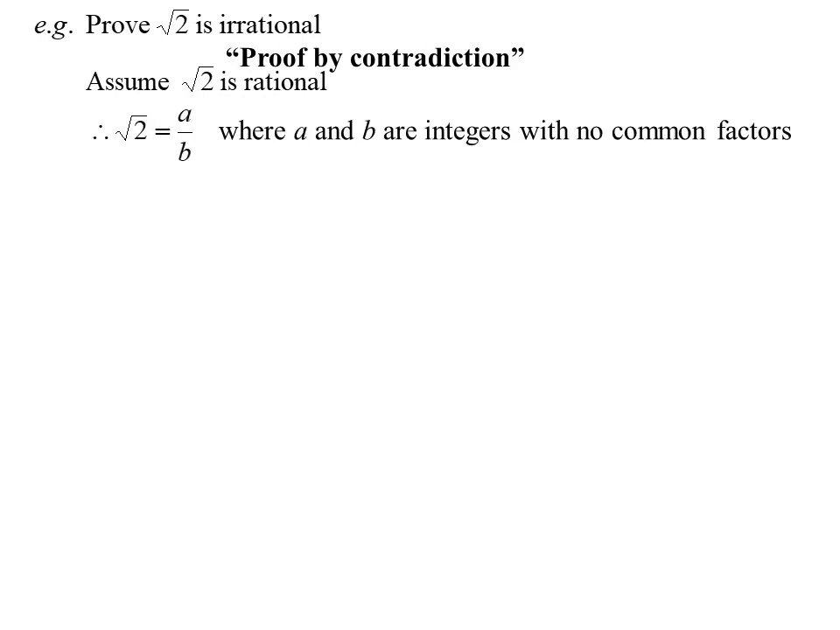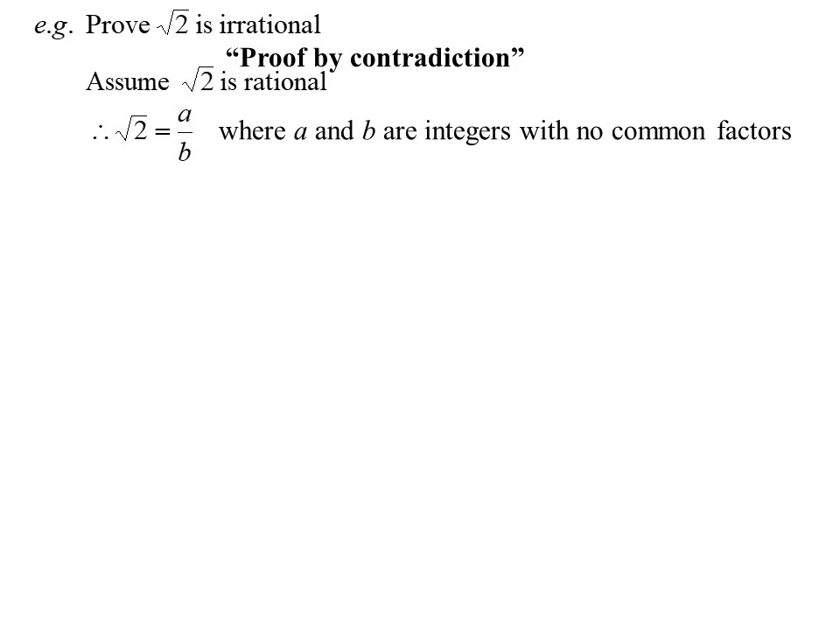So I'll define it. The square root of 2 is a on b, but I need to define what a and b are. And whenever we have a proof, we reserve the right-hand side for our explanations and things like that. So I'm saying, well, look, a and b are going to be integers with no common factors.